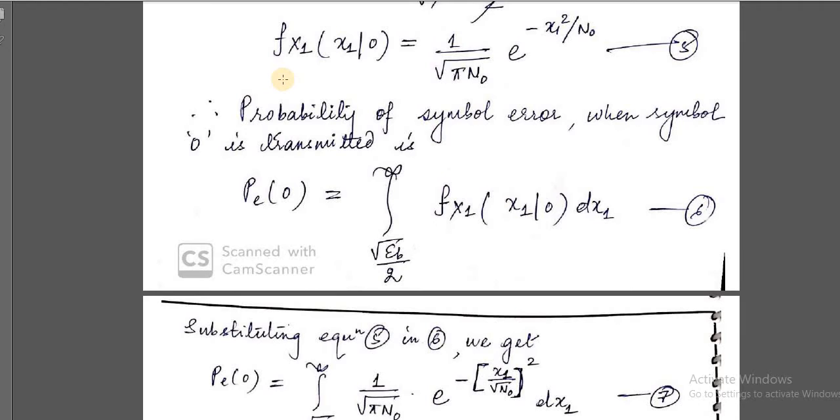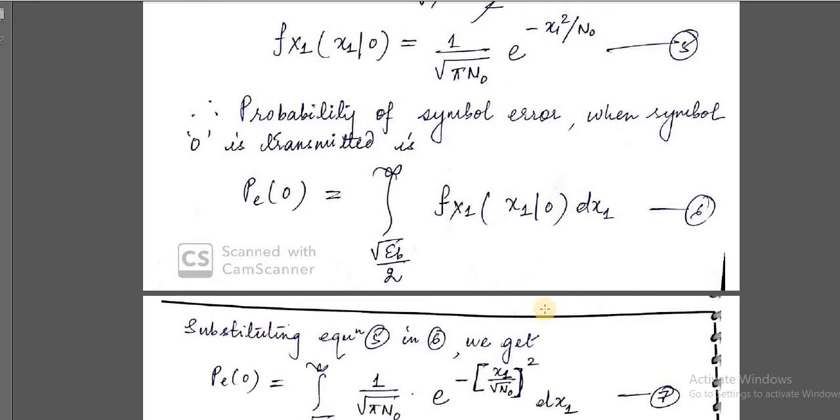What is the relationship between probability and PDF? You can get the probability by integrating the PDF. So we have the PDF expression. If I want to find the probability of symbol error when symbol 0 is being transmitted, I will call it Pe of 0. The probability of symbol error when 0 is being transmitted is equal to the integration of the conditional probability. Integration of PDF is equal to the probability. So I integrate the conditional probability expression I have written here, and in a further step I will substitute equation number 5 in place of f of x1 given 0.